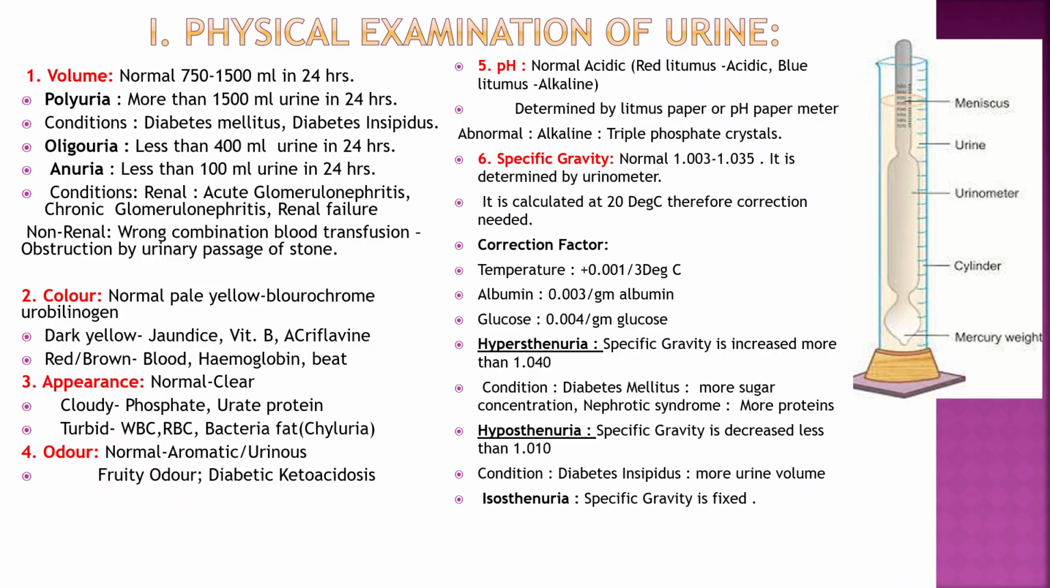Hypersthenuria, when the specific gravity is more than 1.040. So it is mainly seen in diabetes mellitus or nephrotic syndrome because of the sugar and proteins respectively increase in the urine.